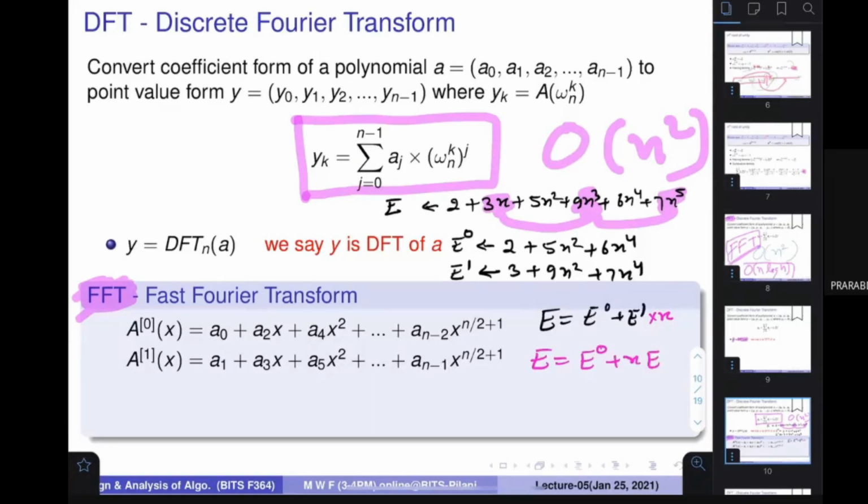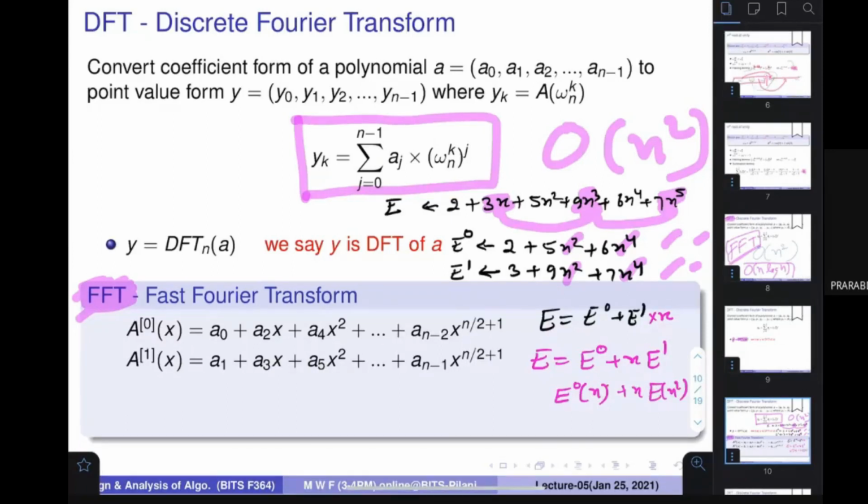And can you see one thing? That in E1, after taking out x, it is a square, and here also a square. It is 4, here also it is 4. Then 6, 6, 8, 8. It is going to be like that. So can I write like this, that it is expression 0 to the power x square plus x times expression 1 to the power x square. Let me just say like that.